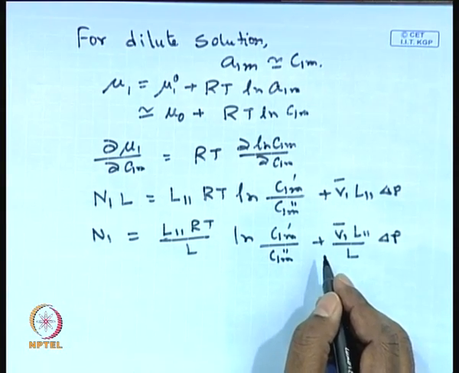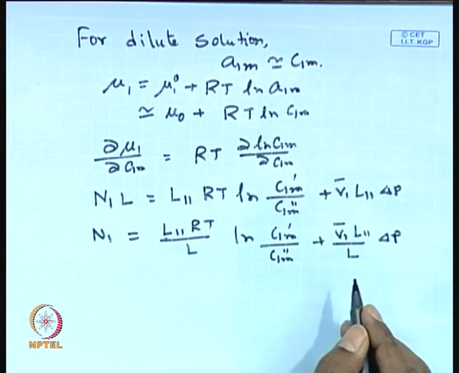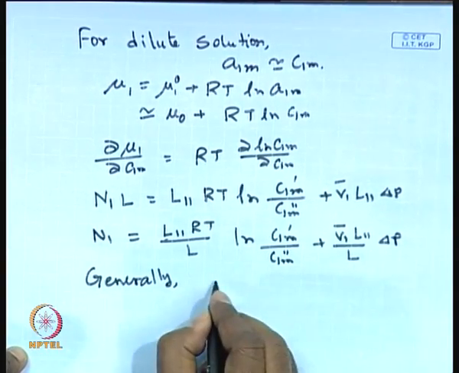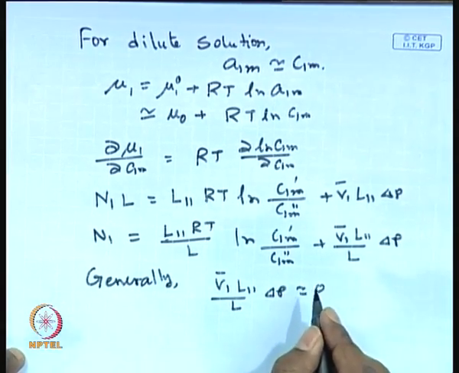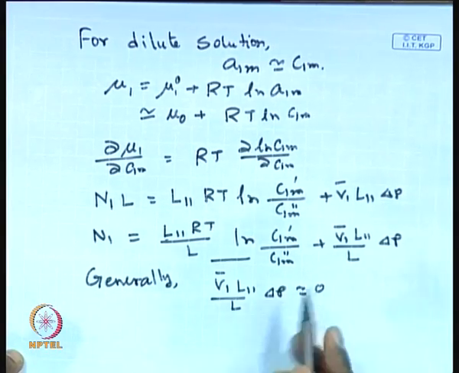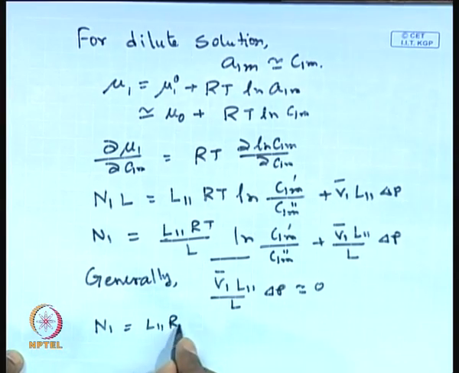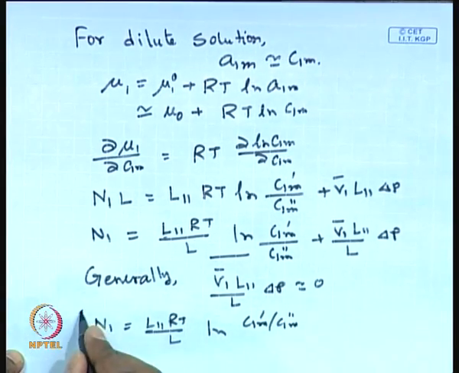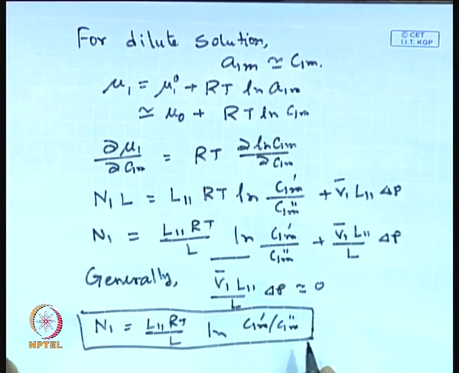Now, again there are certain approximations one can make. In most of the cases, the second term of this expression becomes pretty small. So, generally the second term, V1 bar L11 divided by L times delta P, is negligibly small compared to the first term. Therefore, we can get an expression of solute flux as L11 RT over L times ln C1m prime divided by C1m double prime. So, this gives a logarithmic distribution of the solute in the downstream and the upstream of the membrane surface.